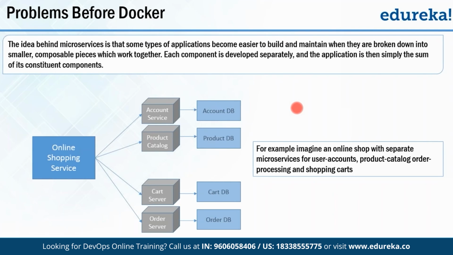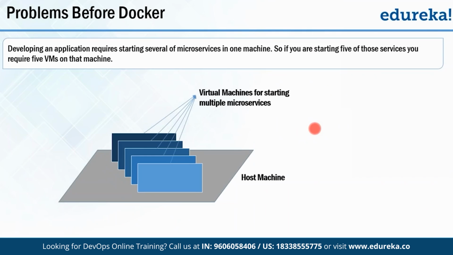Any questions, guys? Please write it down in the chat box. So we'll move forward and see what were the problems in adopting this microservice architecture. This is one way of implementing microservice architecture. Over here, as you can see, there's a host machine, and on top of that host machine, there are multiple virtual machines. Each of these virtual machines contains the dependencies for one microservice.